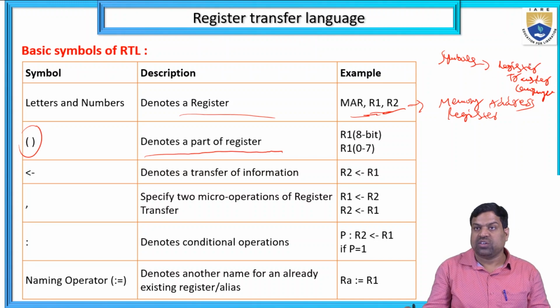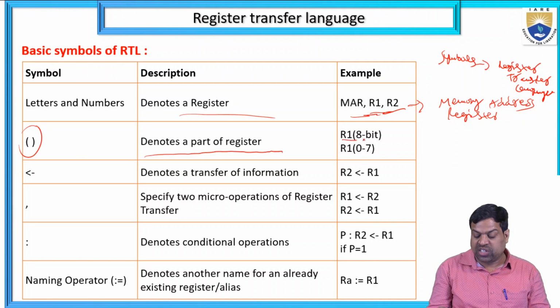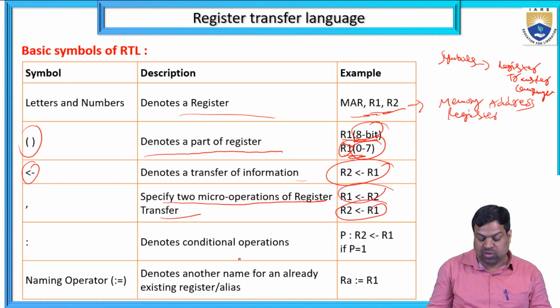So symbols are nothing but a register transfer language. This symbol denotes the part of a register, that is, R1 is 8 bit, or 0 to 7. It is an R1 register which is 8 bit, representing bits 0 to 7. And this denotes the transfer of information from R2 to R1, and specifies the two micro operations of register transfer, R1 to R2, R2 to R1.